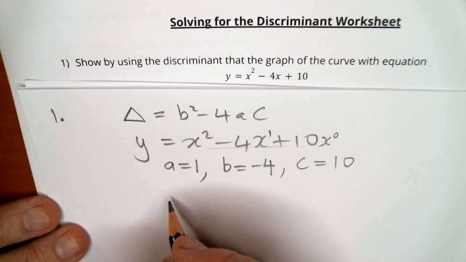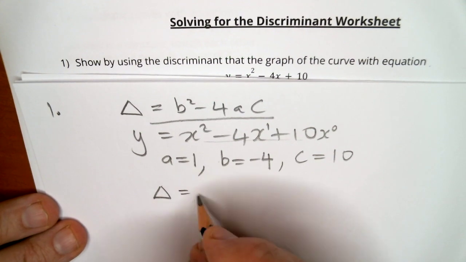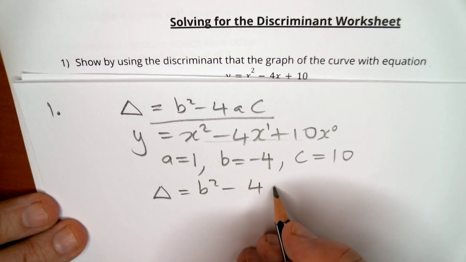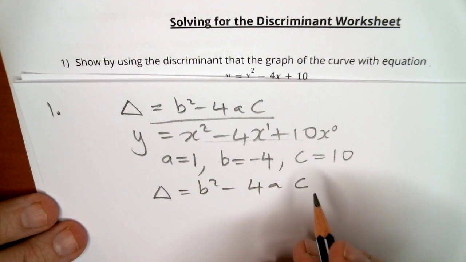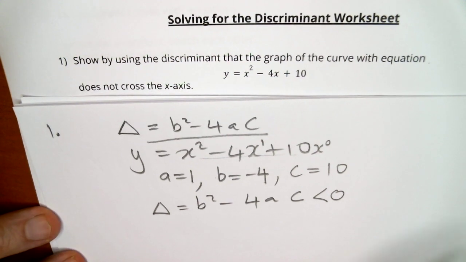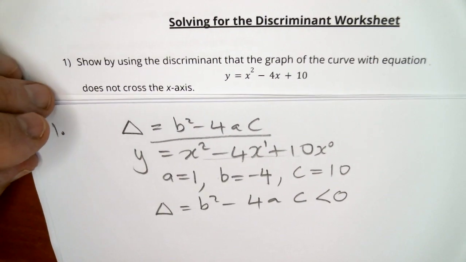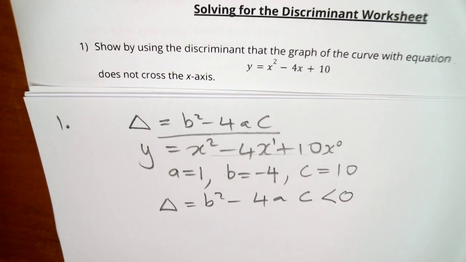So let's go ahead now and populate the equation with these values. The discriminant is equal to b squared minus 4 times a times c, and this time we're going to say it's less than 0. Less than 0 is what we want to show if it does not cross the x-axis. It would also be true if it just touched the x-axis. So when it says does not cross, sometimes that's a bit confusing because you could say it touches the x-axis, but we'll come across that later. Let's just say it does not cross, yeah? So let's have a look.